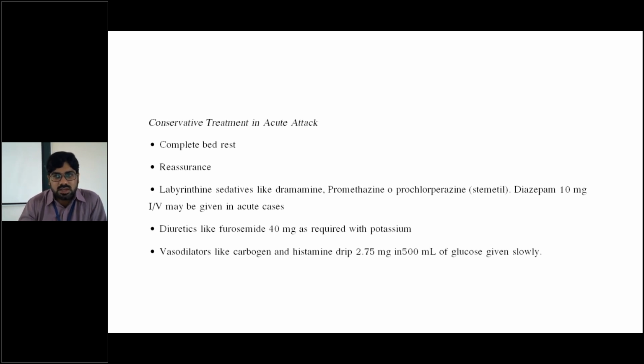As you know, ischemia is one of the causes of Meniere's disease. So you dilate the inner ear vessels. With that, the blood circulation will increase and the extra amount of fluid will come out. So vasodilators, diuretics, and labyrinth sedatives are given in acute attacks.